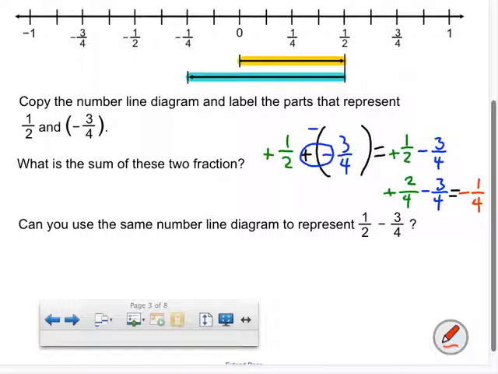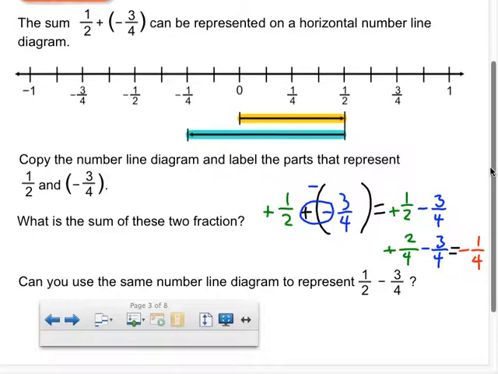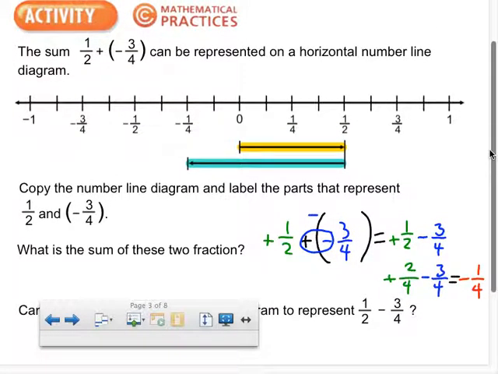Now, let's go ahead and model this on the number line above. I'm going to try to coordinate the colors the same way I showed them in my work below. So here, 1/2. I'm going to move in fourths. So this is 1/4. This is 2/4. That's a positive 1/2, or positive 2/4. Do you guys understand what I just did?